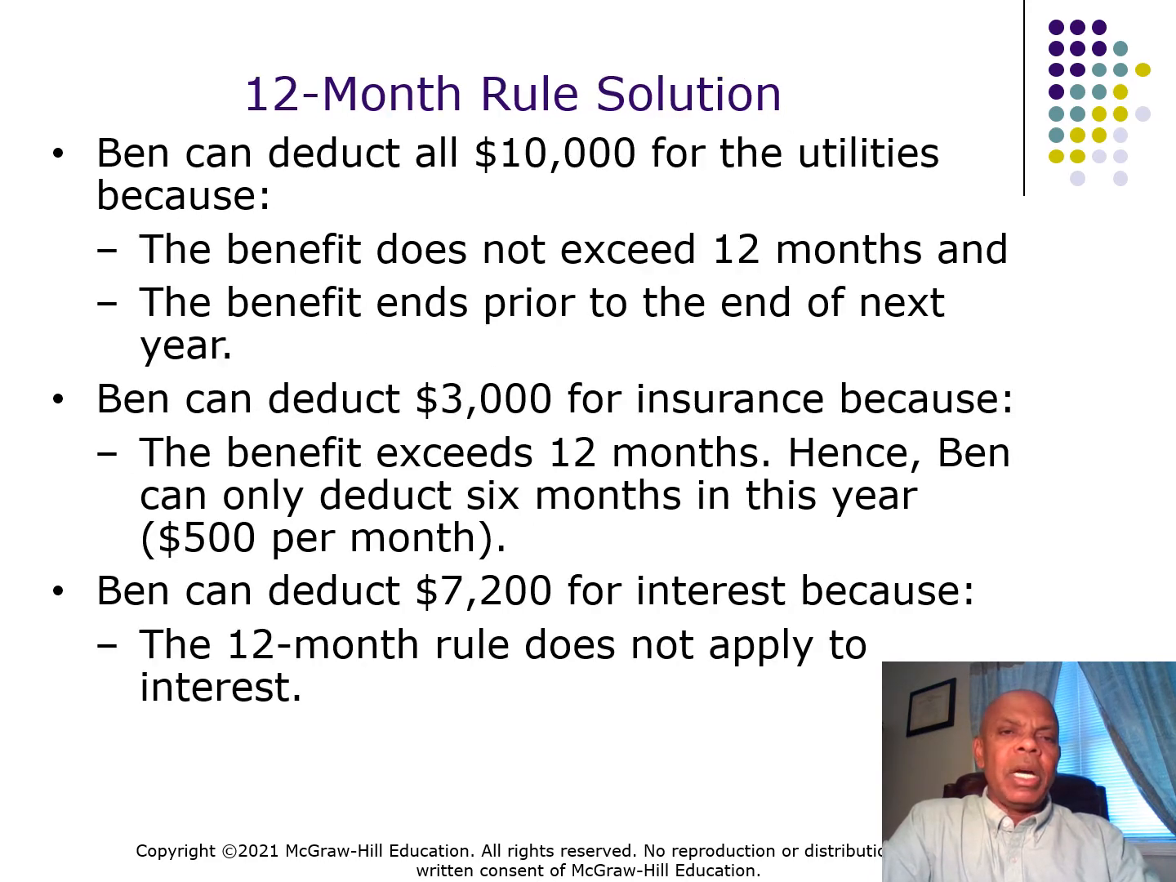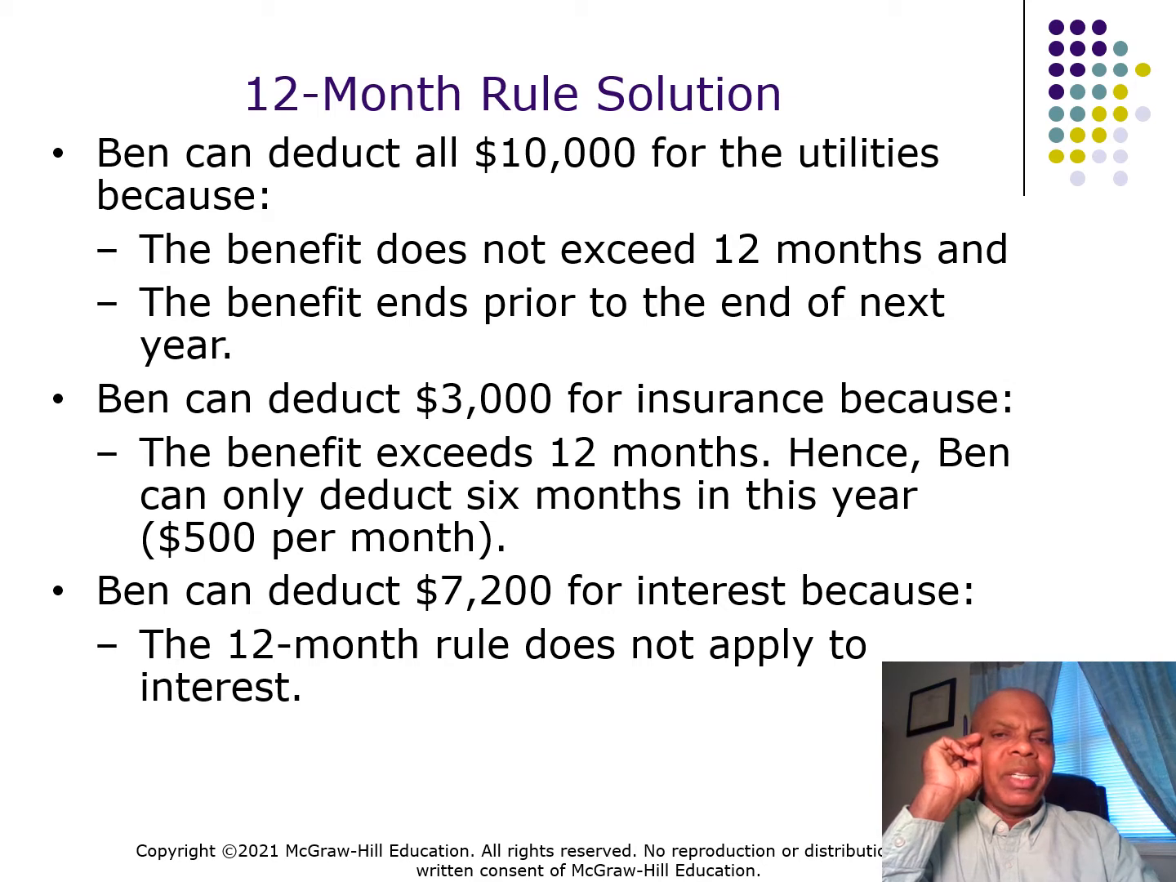They can deduct all $10,000 for utilities because the benefit does not exceed 12 months and the benefit ends prior to the end of next year. Everybody understand that, right? That's only 10 months since June.